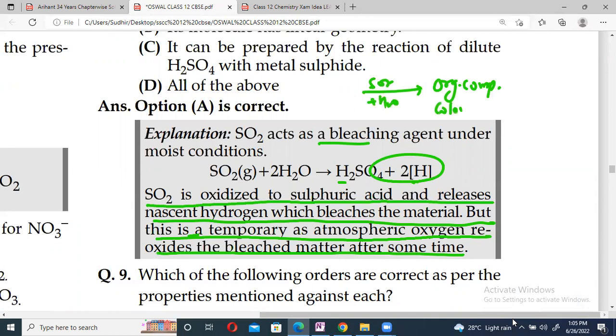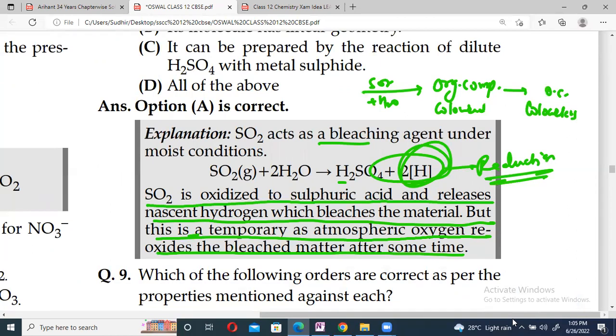So this colored organic compound will be converted into a colorless organic compound. Why? Because it acts as a bleaching agent. And it shows its bleaching action due to the presence of hydrogen. So that is called a reduction process. So this is bleaching shown by SO2 through a reduction process. And whatever bleaching is shown by reduction is temporary. Because after some time, it will regain its color.